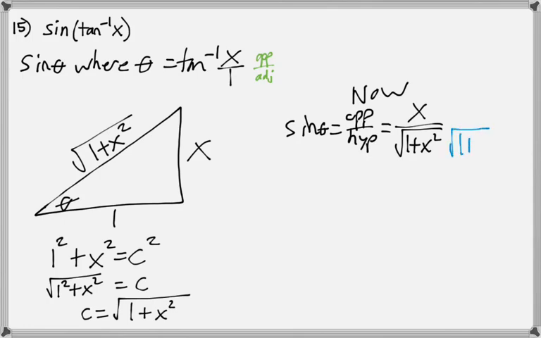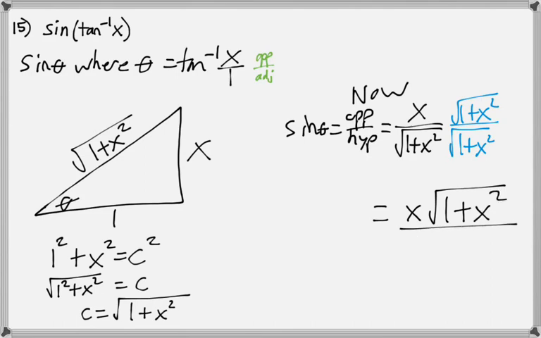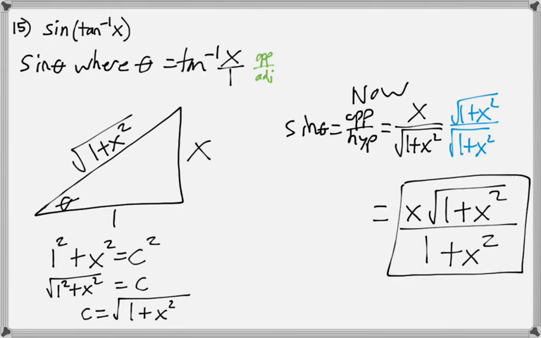And I want to multiply by the square root of 1 plus x squared over the square root of 1 plus x squared, because I'm rationalizing. And on top, that will leave me with x times the square root of 1 plus x squared. On the bottom, when you have the square root of something times the square root of the same thing, you just get that same thing without a square root. So this is pretty messy, but this would be our final answer.